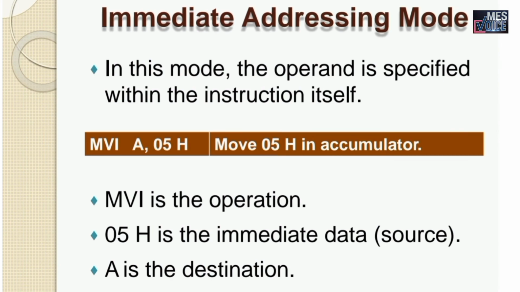The next is immediate addressing mode. Here, the operand is specified in the instruction itself. Consider the instruction MVI A,05. It is a data transfer instruction which moves the immediate data 05 to accumulator. Here 05 is the immediate data which is given directly in the instruction itself.